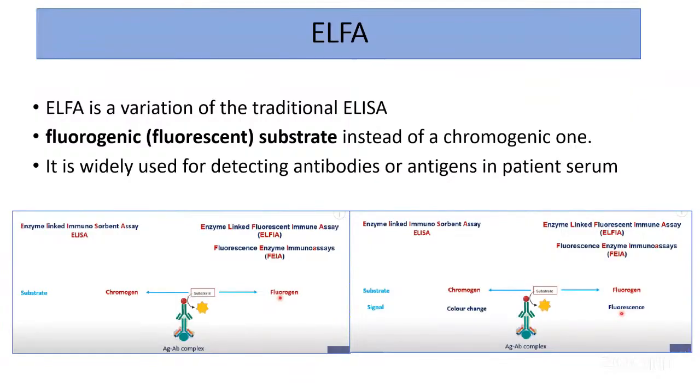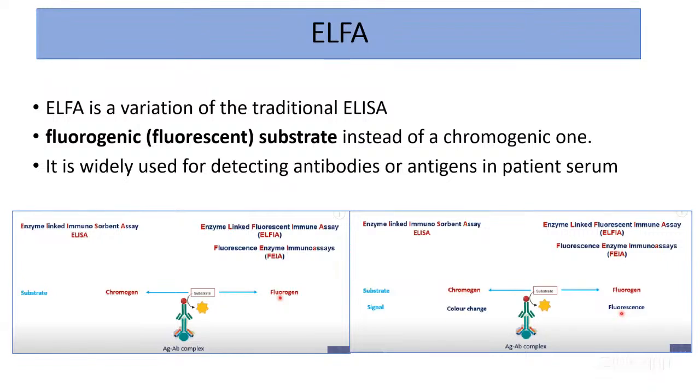Enzyme-linked fluorescence assay is a variation of ELISA where we are using a fluorogenic substrate. So if you see here, the antigen-antibody complex, here I'm giving a conjugate antibody and a substrate is added. Depending on what kind of substrate you're adding, if it is a chromogenic substrate, it will give color. If it is a fluorogenic substrate, it will give fluorescence. That is why we call it a variation of ELISA, which is ELFA. So there is a color change in one and fluorescence in the other. It is widely used for detection of either antigen or antibody in your sample.